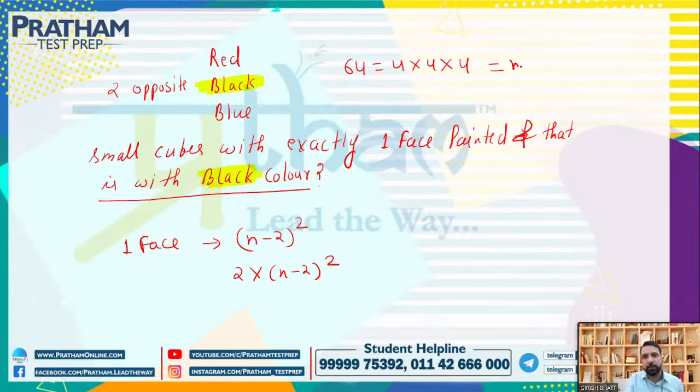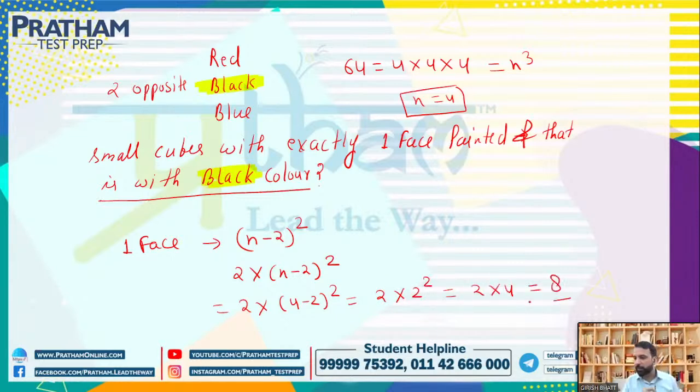Here n cube. N is equals to 4 here. So put the value here, 2 into 4 minus 2 whole square. So this is what? 2 into 2 square. That is 2 into 4 and final answer 8.